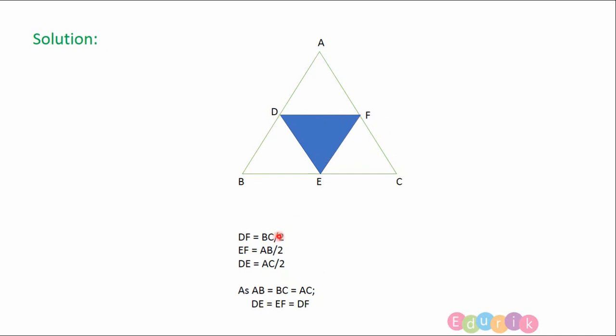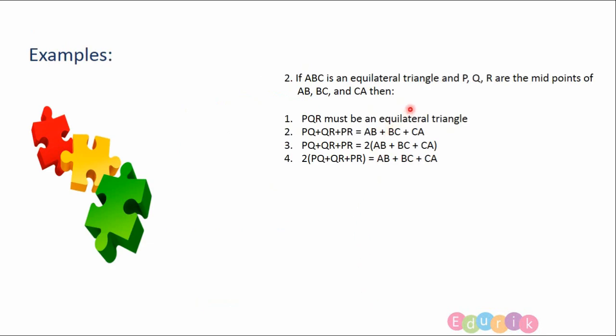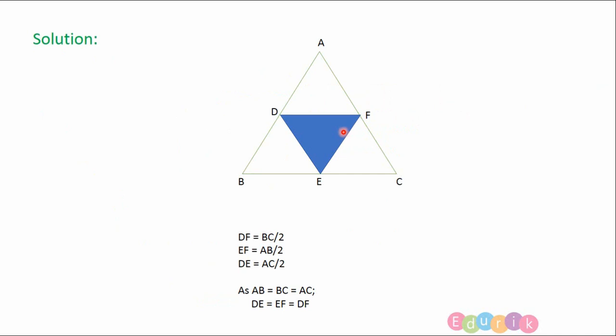Now, if I add them all up, DE, EF and DF, I will get AB plus BC plus AC by 2. So going back to our original question, it was given that ABC is an equilateral triangle and P, Q, R are the midpoints of AB, BC, CA. I took the midpoints as D, E and F. Then the question is saying PQR must be an equilateral triangle. We can reframe the question to say that DEF must be an equilateral triangle for this figure. We can already see that DEF is an equilateral triangle as DE equals EF equals DF. All the three sides are the same.